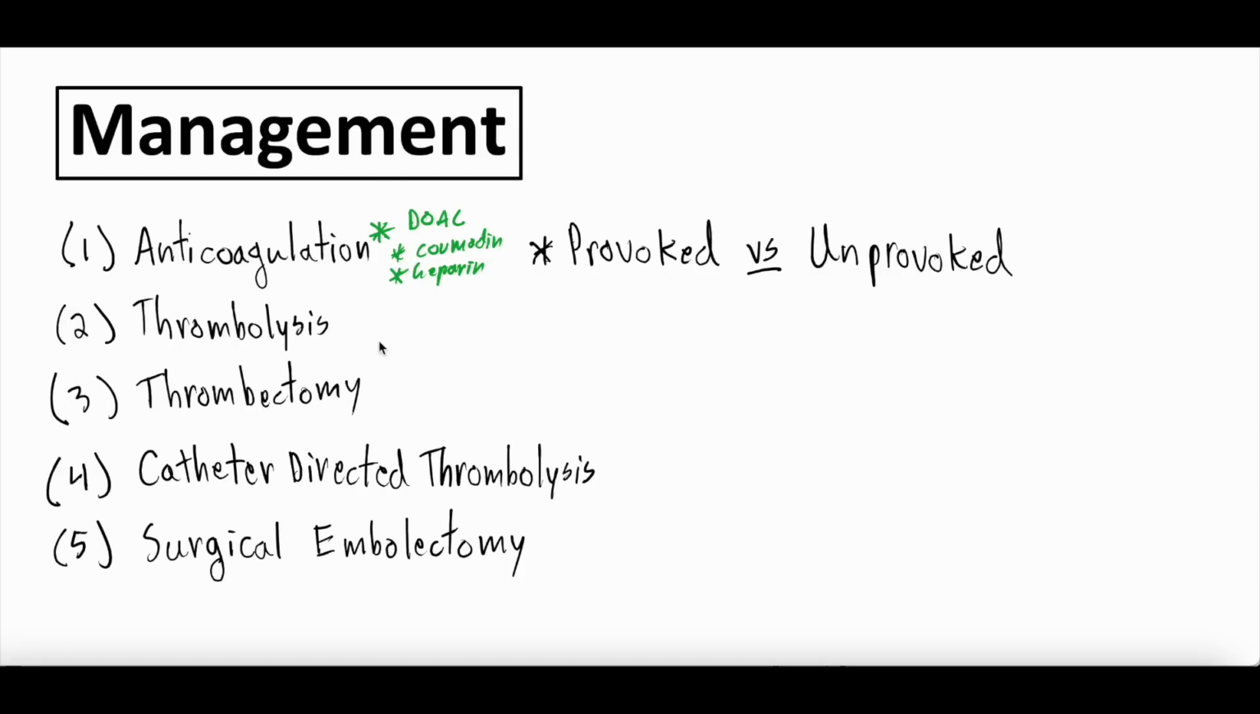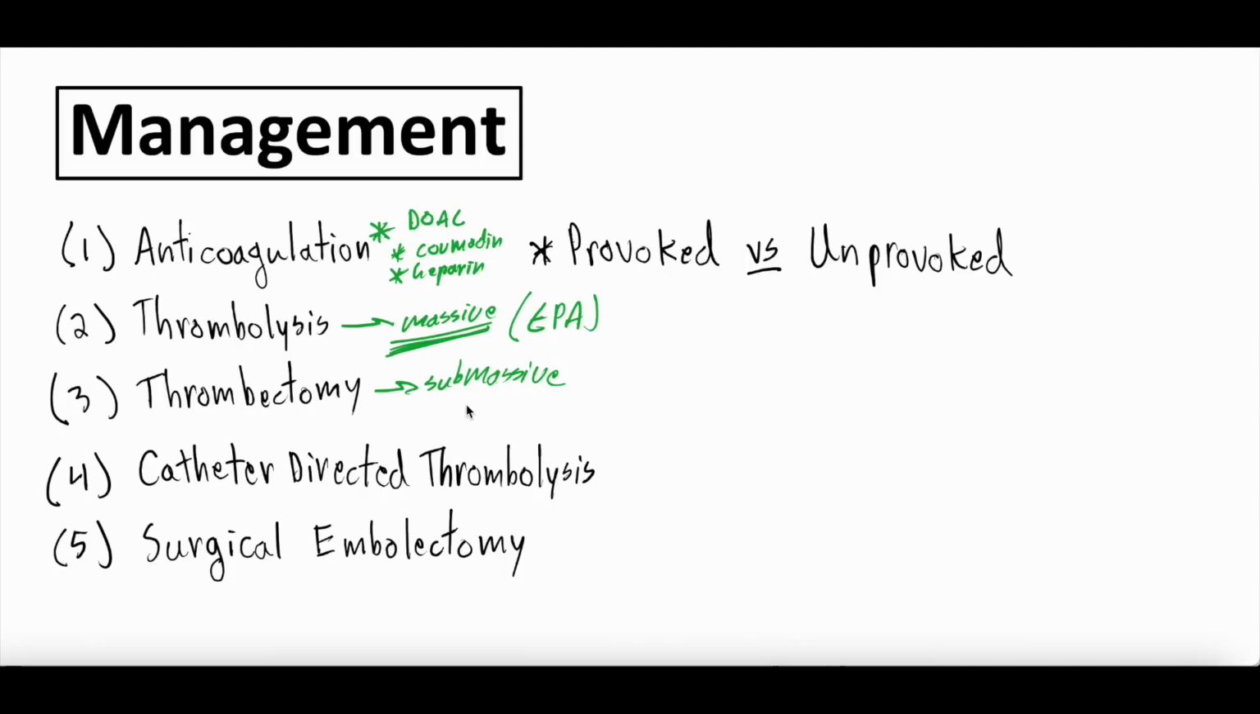If the PE is massive, and this is something we're going to talk about in a future PE lecture, so definitely subscribe and stay tuned for that, sometimes you need to thrombolyse these patients, which is where you give them a clot buster like TPA to actually break up the clot. But this does increase your bleed risk a lot, so we save it for patients who have massive PEs. If you have submassive or intermediate risk, again, future videos, so stay tuned.